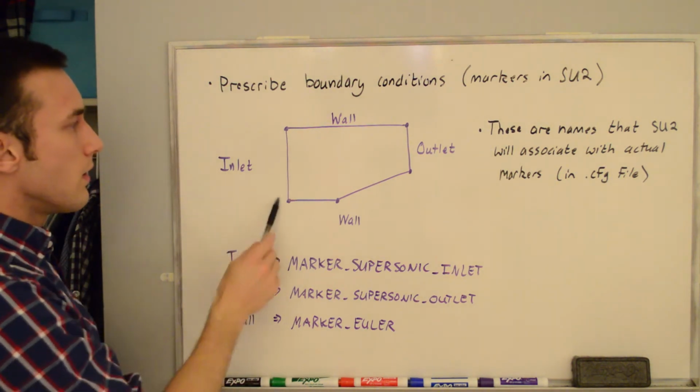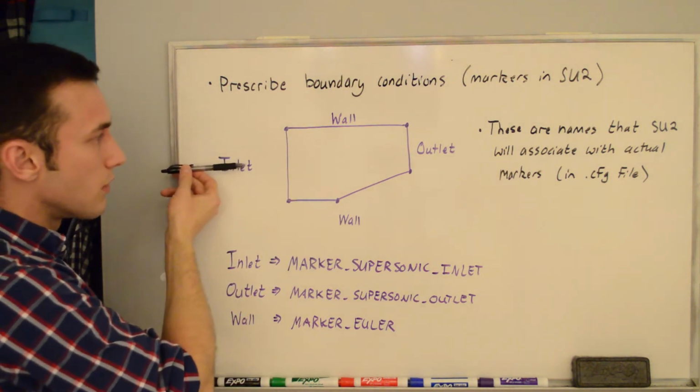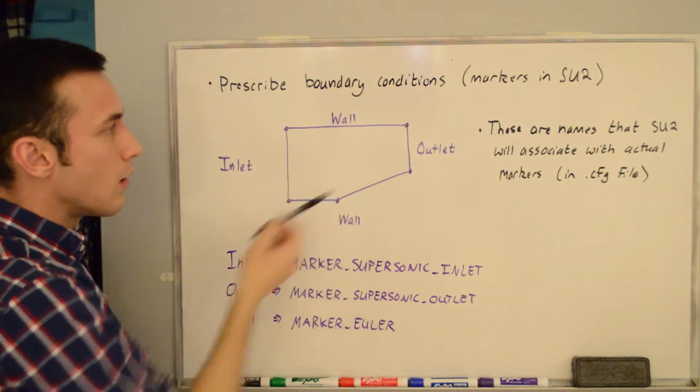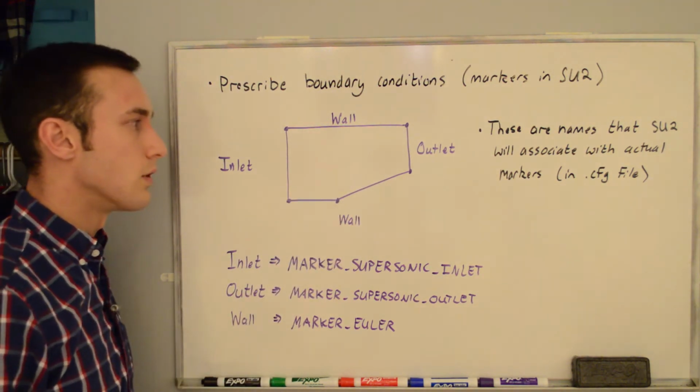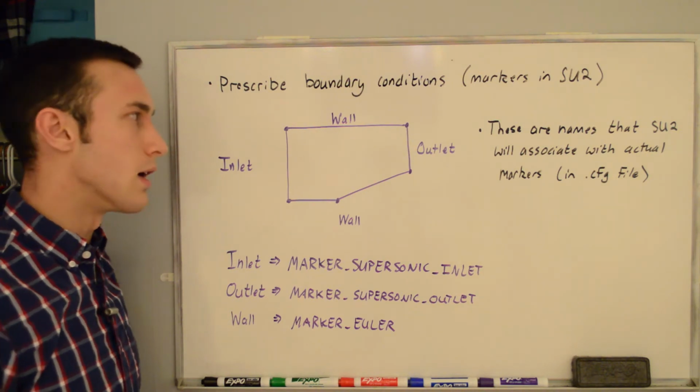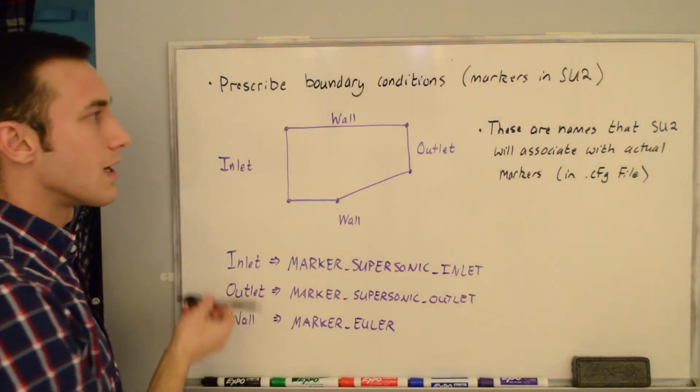So here, this is what we want to call the inlet because that's where the flow is coming in. Here is the outlet, and then the top and the bottom are walls, which means that the flow will be parallel to the wall. They're impermeable, which means that the flow cannot cross the wall.